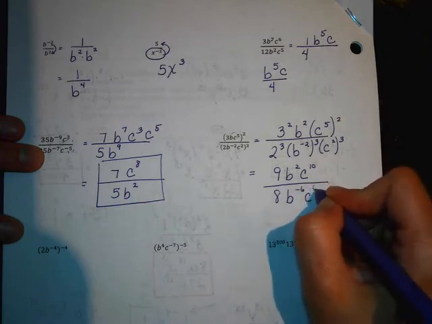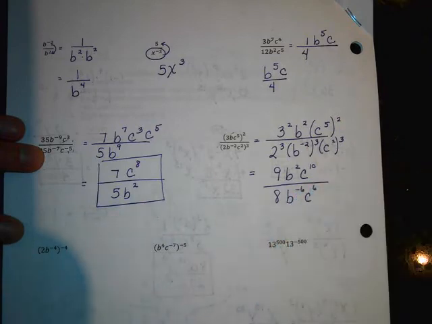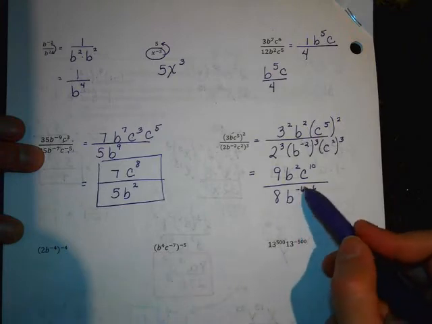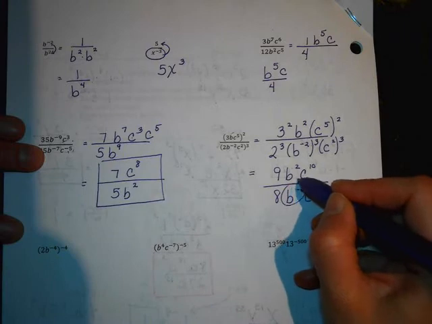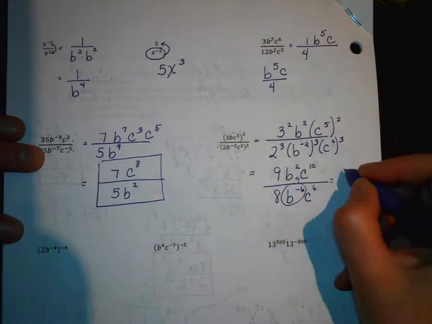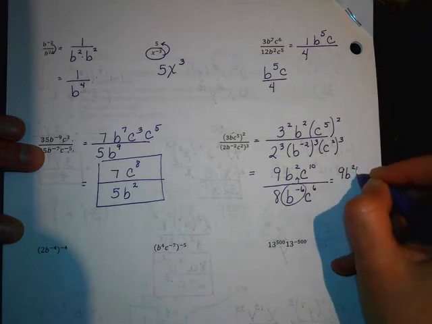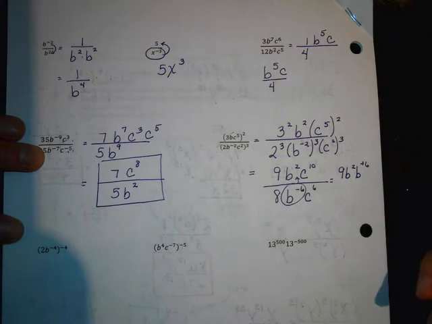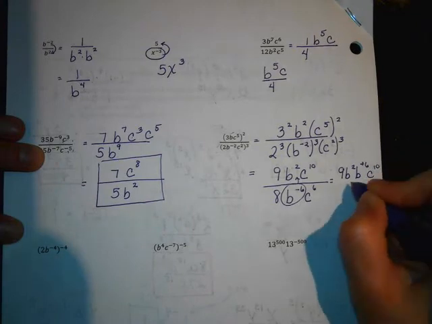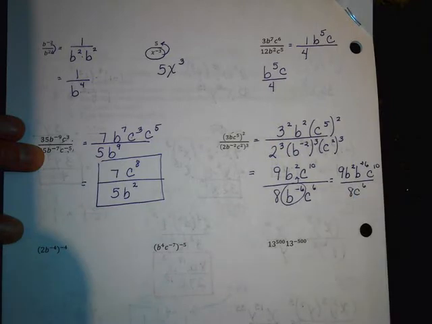So let's make that b happy, right? This b is the only thing that's unhappy, so we've got to bring it upstairs. So we'll have 9b squared, b to the positive 6 now, c to the 10th. And then downstairs, 8c to the 6th. Right? That's going to be positive. All right, so here we go. Finally, we're going to get this one done.